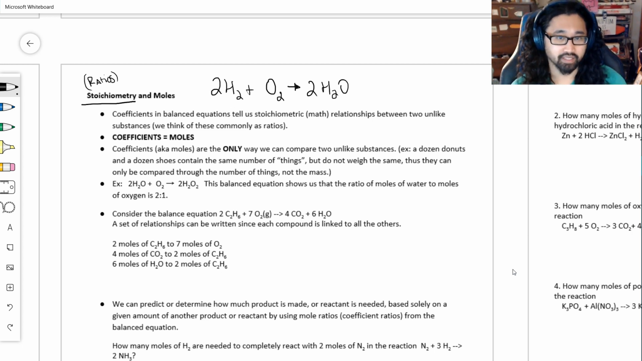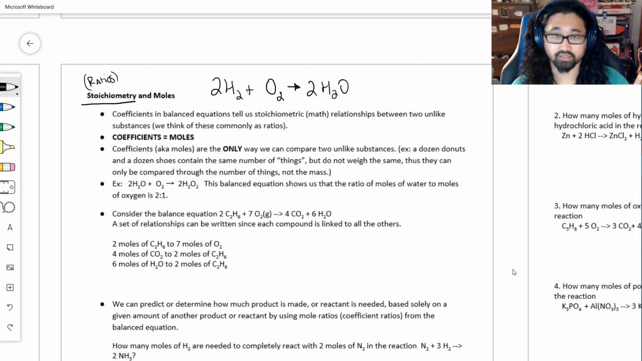The big thing about the balanced reaction is that I had said before, I need two hydrogens, I need one oxygen, and that'll make two water molecules. You can think of this in terms of just literal molecules. So two H2s and an O2. You can smash them together, you can combine them, and you can form two water molecules.